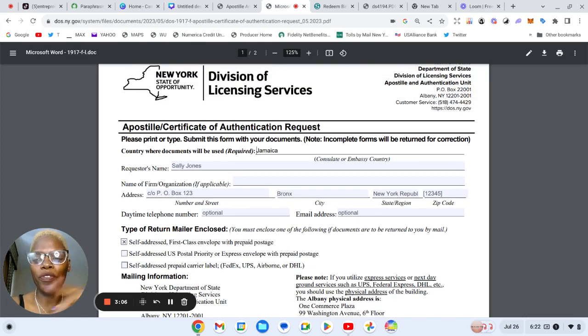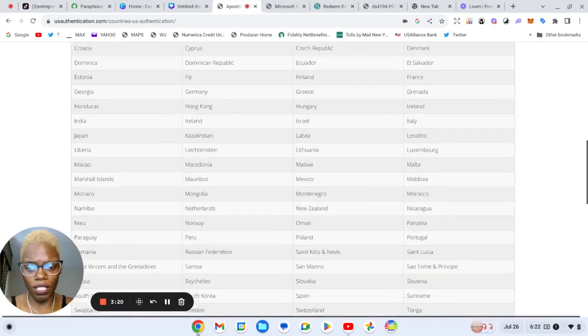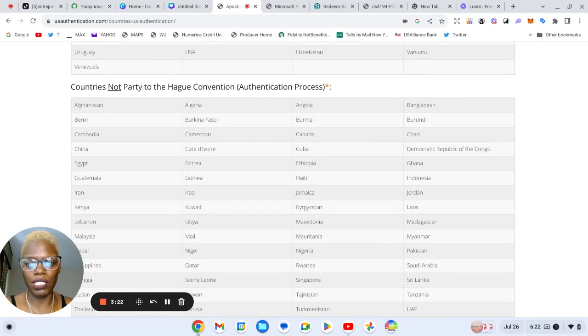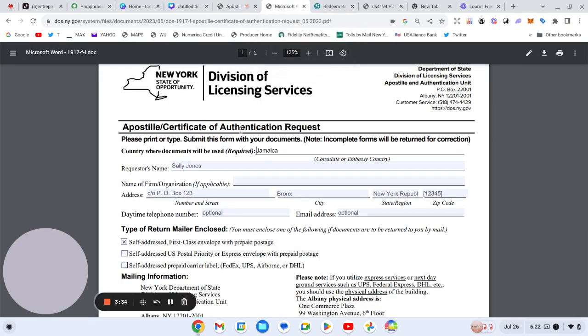Requester's name. Before that, it says country where documents will be used. I chose Jamaica. You can choose anyone off the list that I just showed you here, any one of these of the authentication process. As you can see, Jamaica is here. I chose Jamaica, and then the other one I did for Egypt, and I'm going to show you that. But in New York, I put Jamaica, as you can see up here, as the country where the documents will be used.